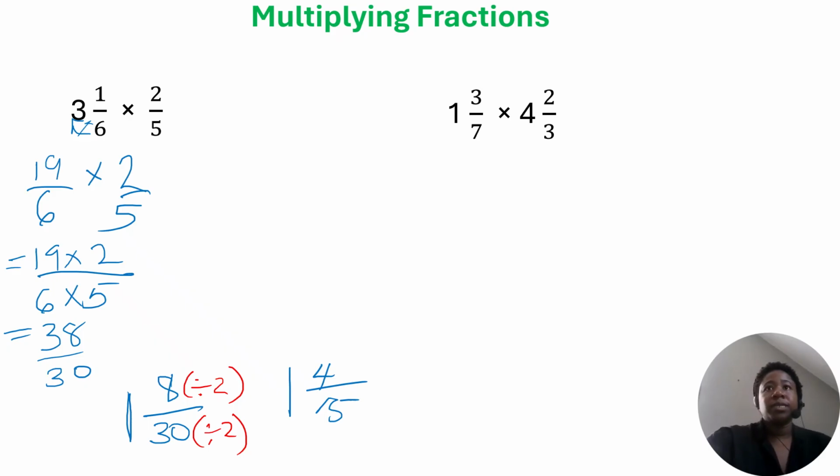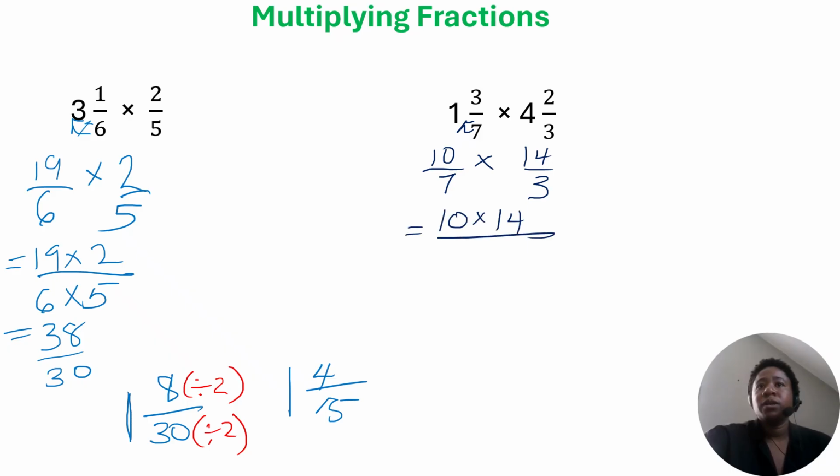All right. Next example is 1 and 3/7 times 4 and 2/3. So we have two conversions to make. 7 times 1, 7 plus 3, 10. 10 over 7. 4 times 3, 12, plus 2, 14. So again, we go ahead and we multiply our numerators and then our denominators. 10 times 14 is 140. 7 times 3 is 21.